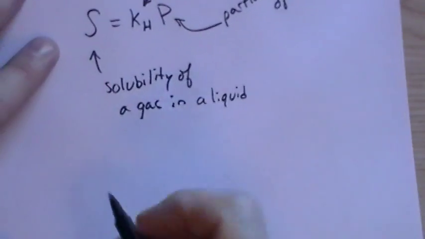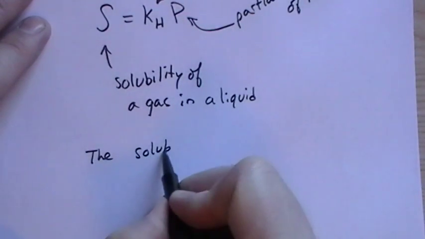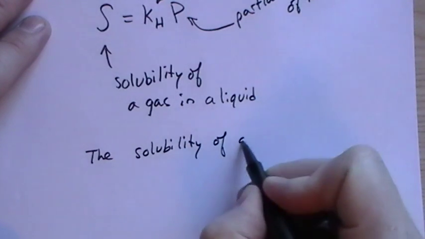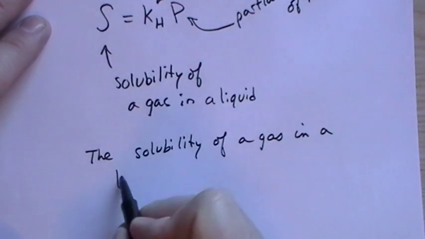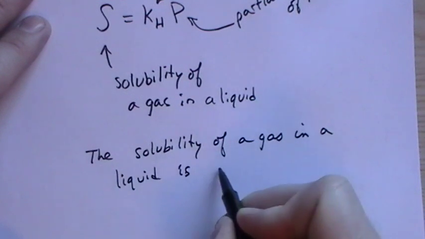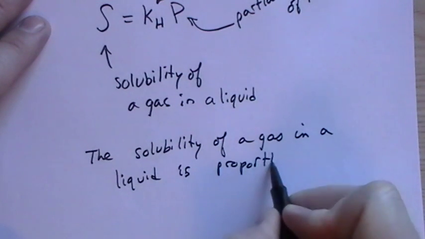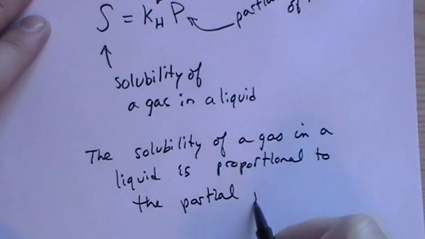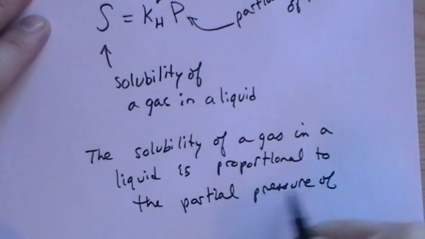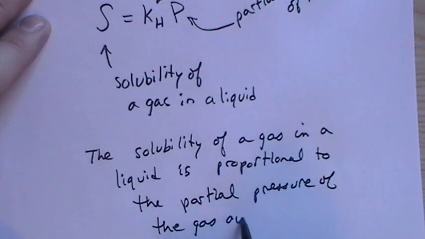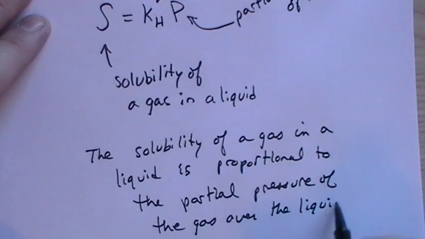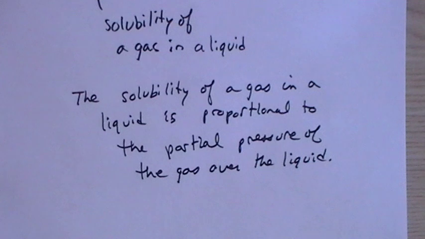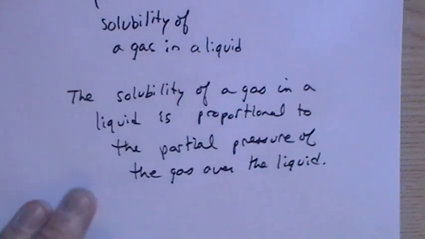What it's saying is that the solubility of a gas in a liquid is proportional to the partial pressure of the gas over the liquid. Should have written that out beforehand, but that's what it's saying. So you should know that there's a relationship between solubility and partial pressure, and I mentioned it earlier, but here's the equation that governs it.